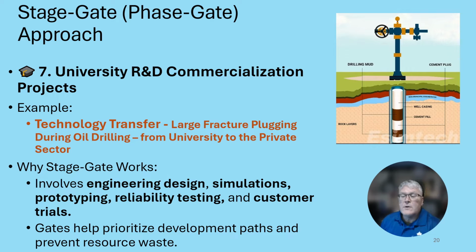University R&D commercialization projects are another example of stage gate or phase gate approach. In this example, technology transfer occurs involving large fracture plugging of oil drill holes from university to the private sector. Why the stage gate works here involves engineering design, simulations, prototyping, reliability testing, and then customer trials in the field. The gates help prioritize development and prevent resources wasting once again.